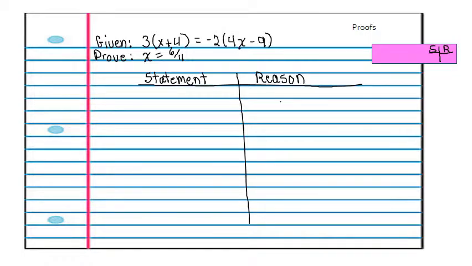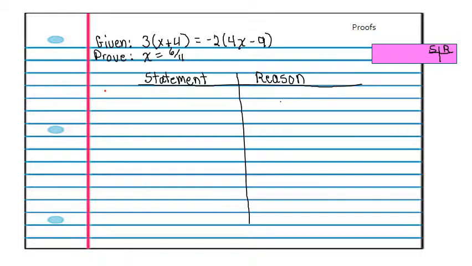All right, we are given that 3 times x plus 4 equals negative 2 times 4x minus 9. Let's prove that x equals 6 over 11. This is an algebraic proof. We're going to make statements and then we're going to give reasons to them.